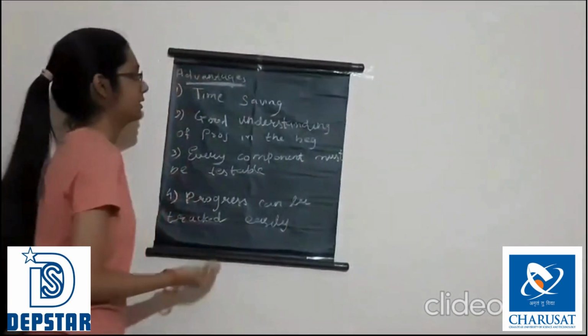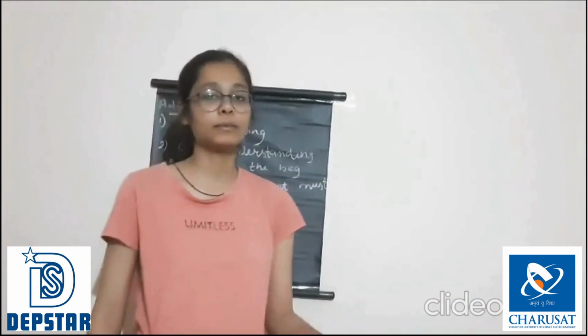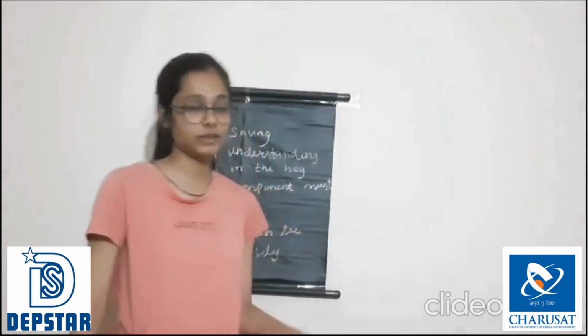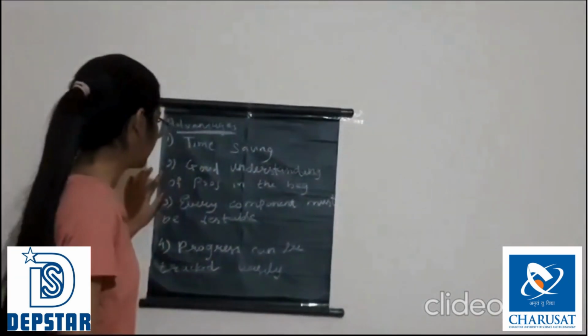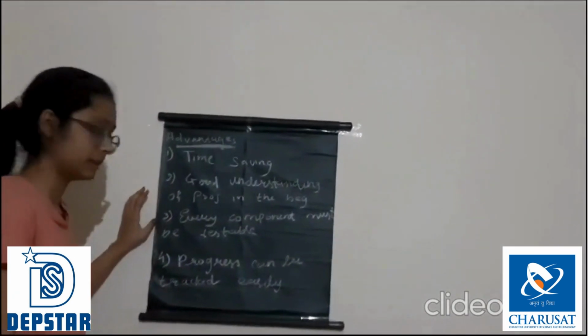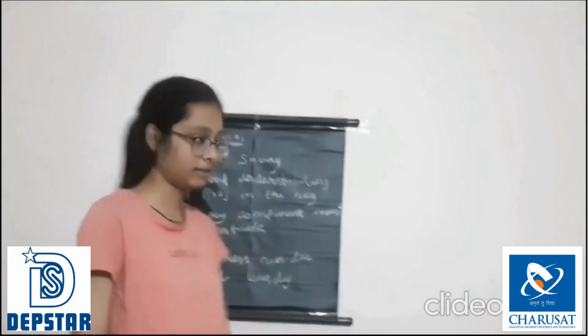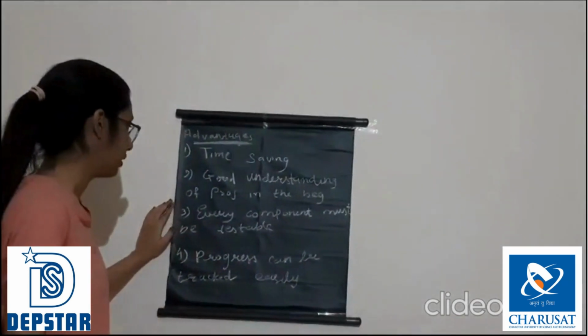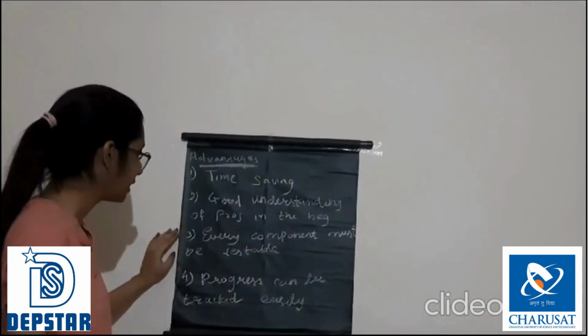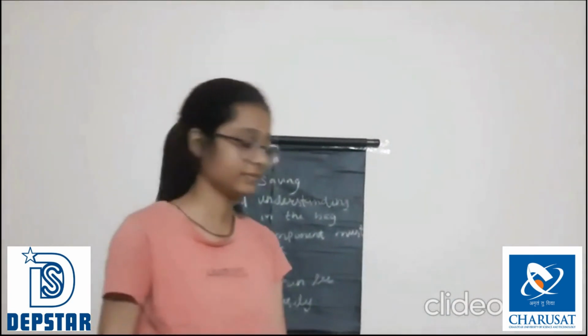So these are the advantages of V-model. First, it is time saving. Since implementation and testing parts are done parallelly, it saves time. Second, good understanding of the project in the beginning. Third, every component must be testable. After each and every implementation, it gets tested. Hence, the third point is valid. Fourth, progress can be tracked easily.